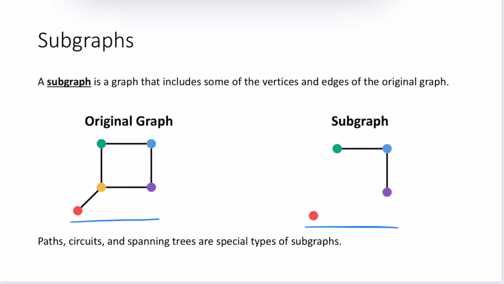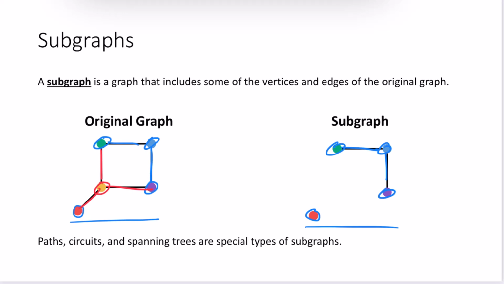So if we look at this subgraph, we can see that it includes the red vertex, the green, blue, and purple vertices, as well as these 2 edges. And the reason it's called a subgraph is because it's part of the original graph. It doesn't include everything from the original graph because we're missing these edges and this vertex, but it does include some of the vertices and edges of the original graph.